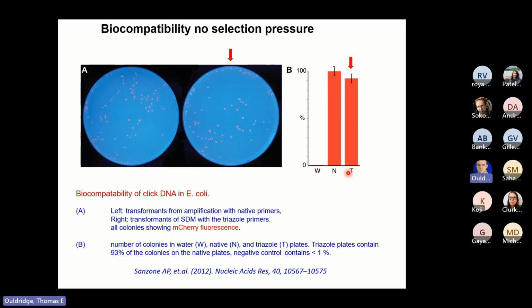We did the same thing, just briefly to mention, with a non-essential gene in the bacteria, which is an mCherry gene. So we put mCherry into a plasmid into bacteria, and we got fluorescent colonies in a similar amount to the fluorescent colonies from the positive control that doesn't contain a triazole. So whether it's an essential gene or a non-essential gene, the bacteria were happy to utilize the DNA that contains the triazole and make RNA from it. So that's all good.